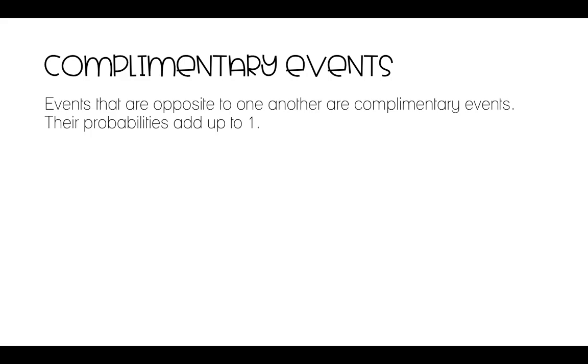Okay, so now we're going to look at complementary events. So what does that mean? Well, events that are opposite to one another are complementary events, and their probabilities add up to 100%. So we work that out as the probability of getting A plus the probability of getting not A equals 1. And A is referring to any sort of event, and we'll do an example in a minute. Another way we can write this is probability of A plus probability of A with our little comma, which means not A, equals 1.